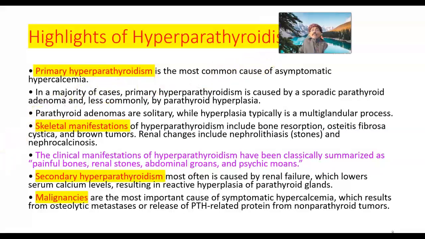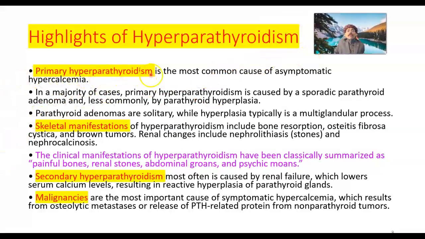Let's get some highlights. Primary hyperparathyroidism is the most common cause of asymptomatic hypercalcemia. In a majority of the cases, primary hyperparathyroidism is caused by sporadic parathyroid adenoma and less commonly by the parathyroid hyperplasia. Parathyroid adenomas are solitary while hyperplasia typically is a multiglandular process. Skeletal manifestations of hyperparathyroidism include bone resorption, osteitis fibrosa cystica, and brown tumors.